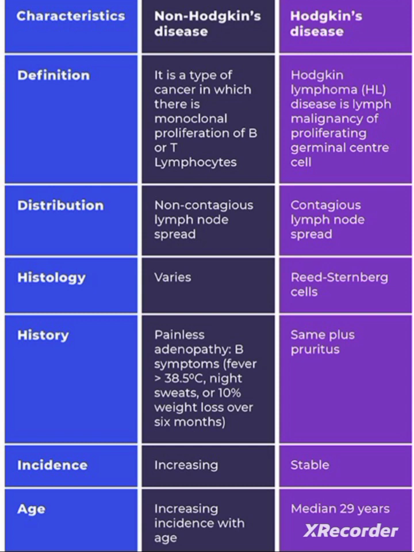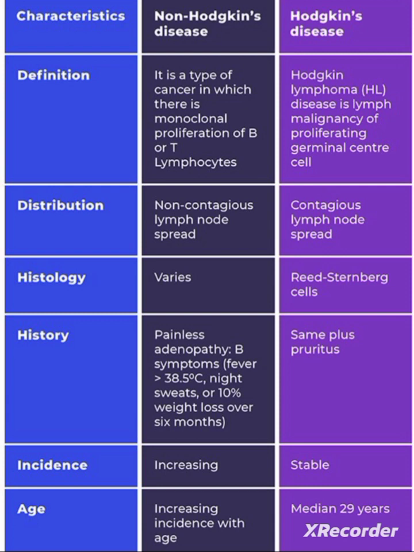Here the fever will be more than 38.5 degrees Celsius. The person will have night sweats. About 10% of the people will have weight loss. Somebody may ask what B symptoms are. B symptoms are nothing but fever, night sweats, and weight loss within 6 months. So, these are the symptoms of non-Hodgkin's disease.